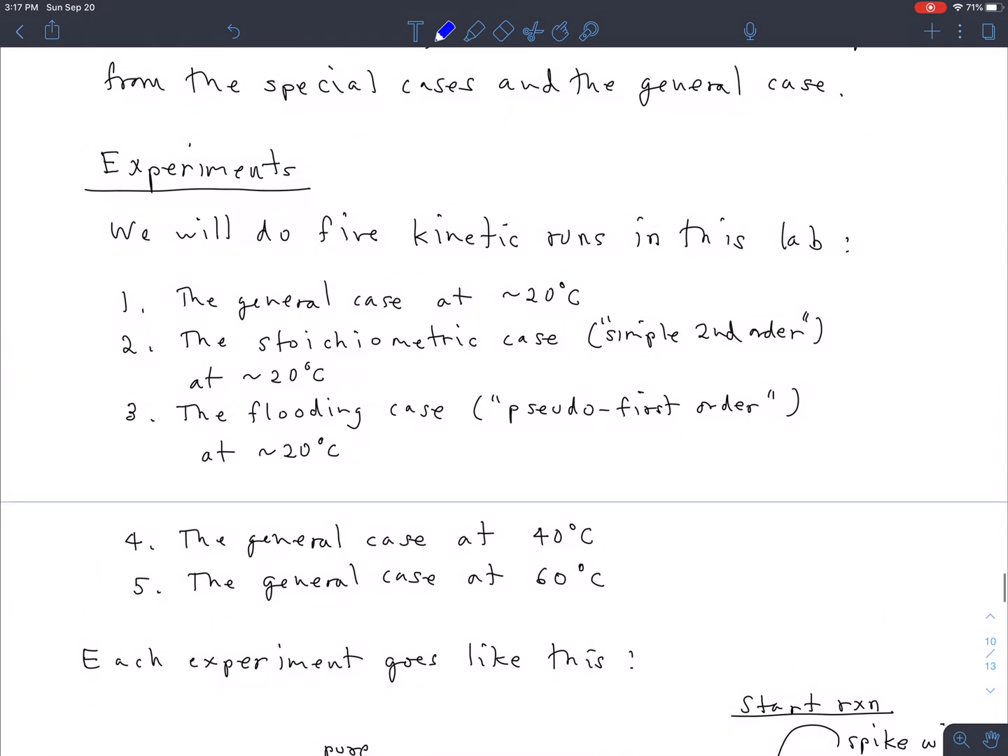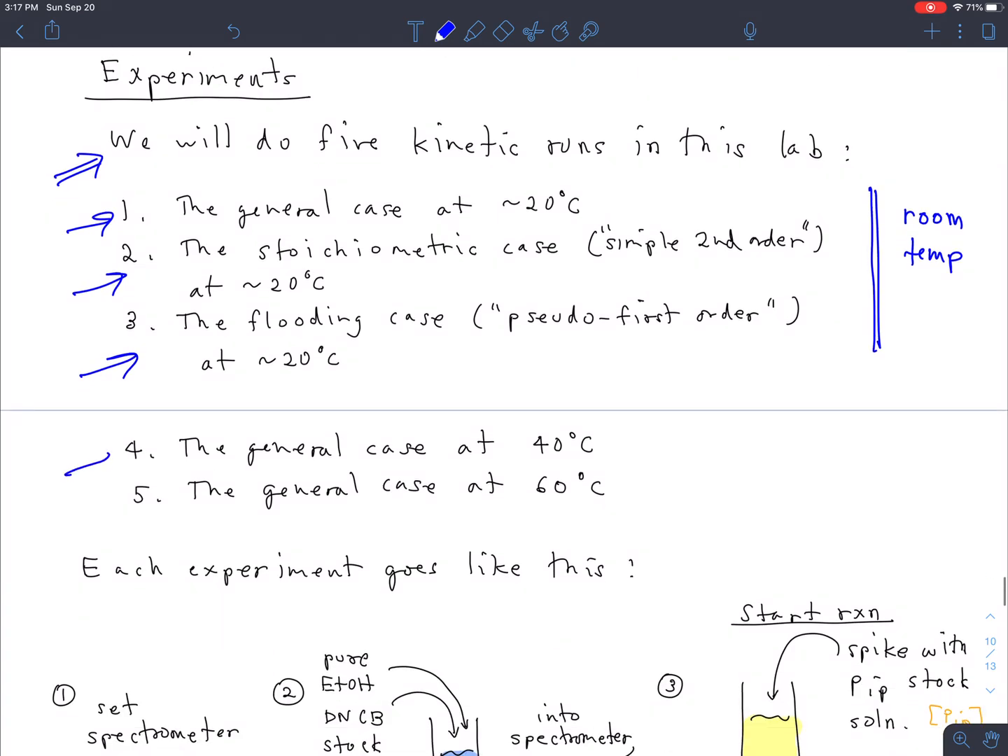All right, so here are the experiments then for this week. We will do 5 kinetic runs in this lab. We'll do the general case at 20 degrees, the stoichiometric case at 20 degrees, and the flooding case at 20 degrees. And what 20 degrees here means is lab room temperature, which we presume is close enough to 20 degrees. We'll write down what the actual temperature is so we know what it is. But it doesn't matter whether it's exactly 20 degrees or not.